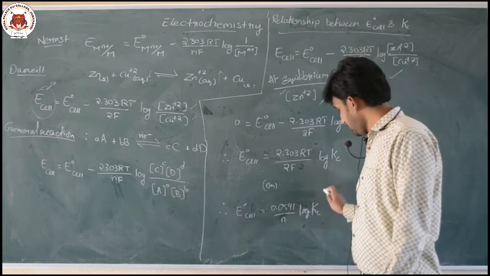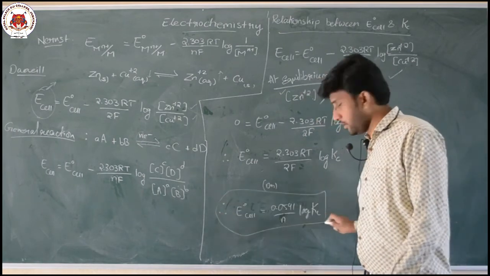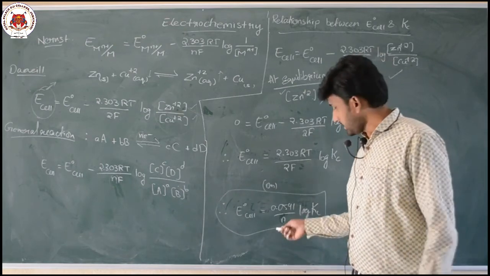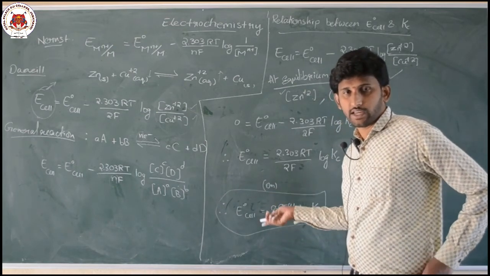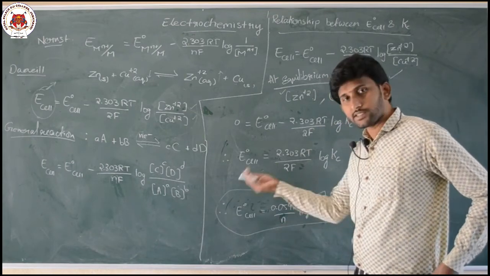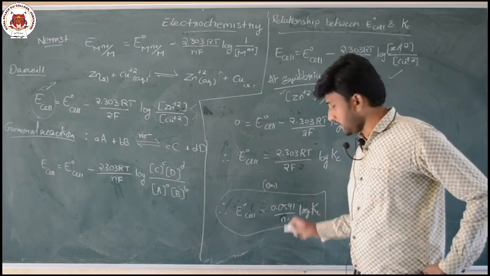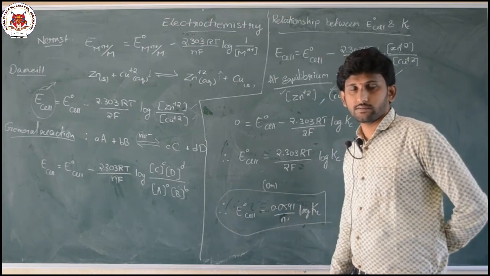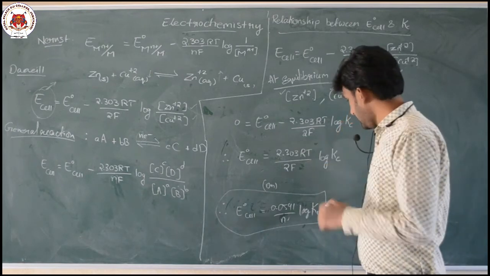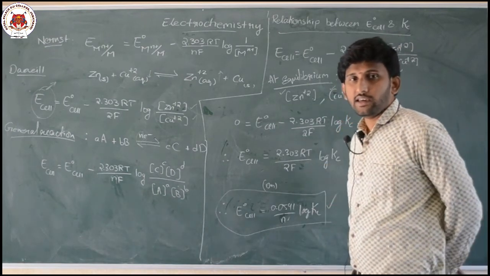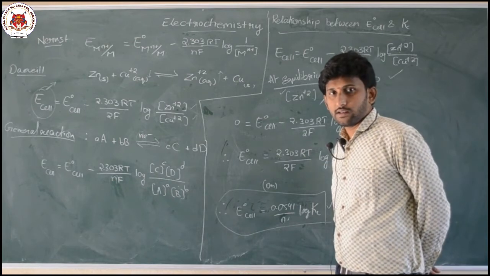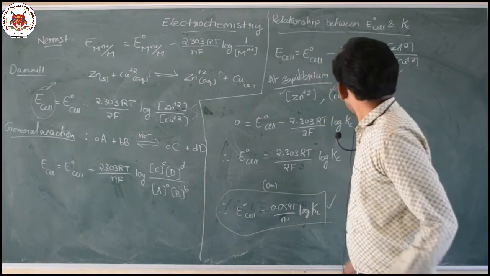N means for any given reaction, the N value can change. In some reactions N may be 1, in some reactions N can be 2, in some reactions N can be 3. So, N involves the number of electrons. Okay? So, that is the relationship between Kc and E naught cell. Clear?